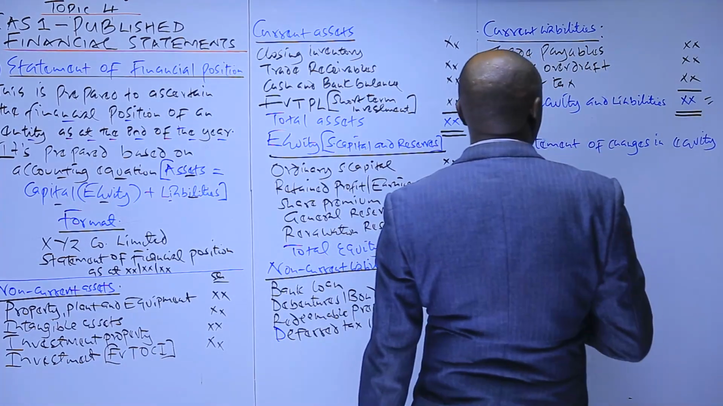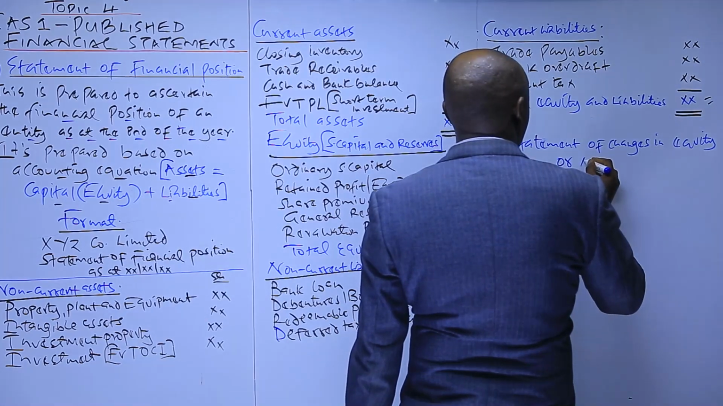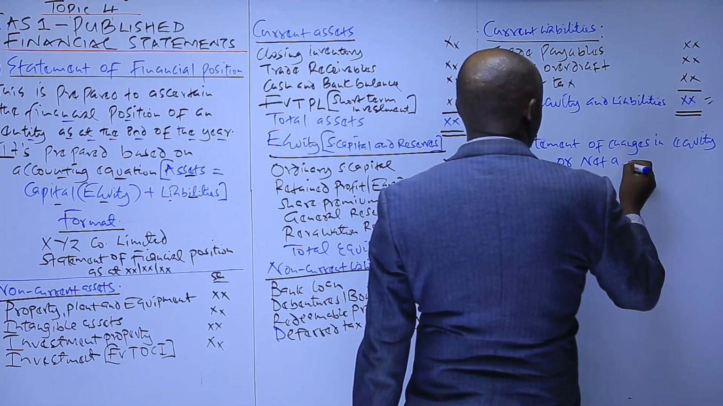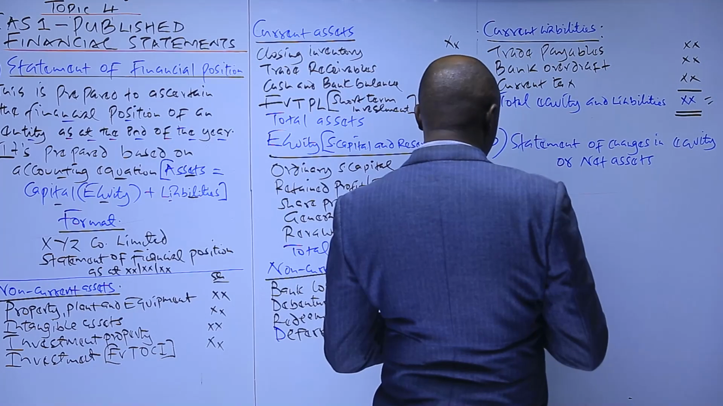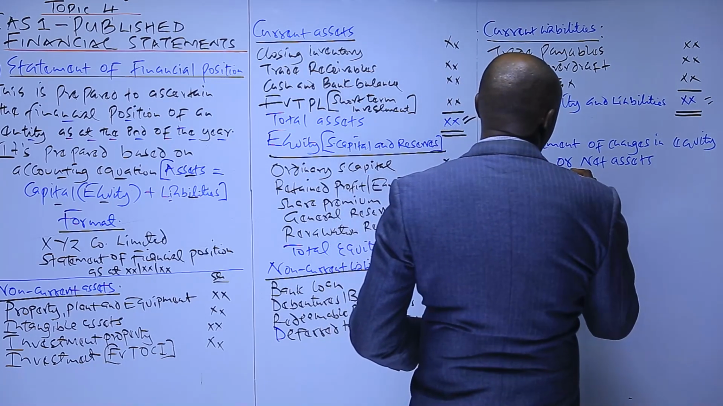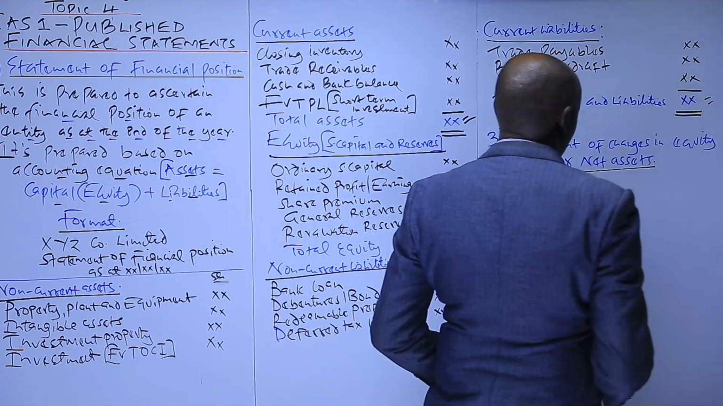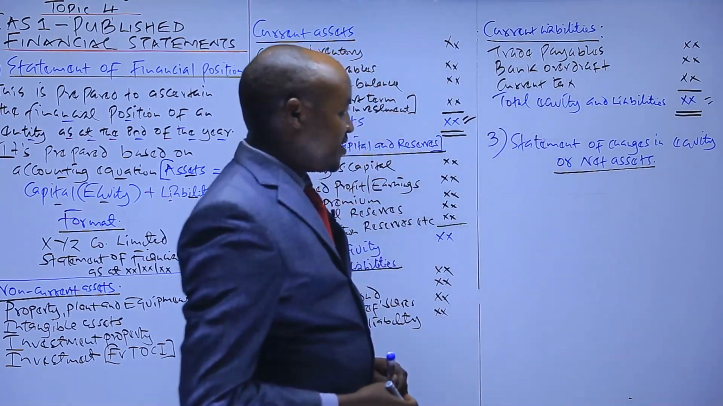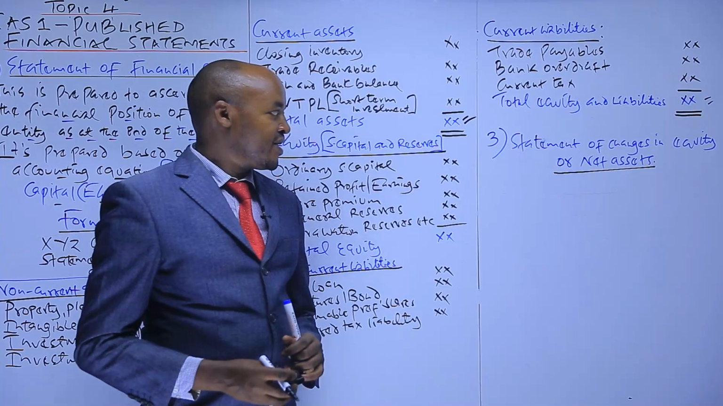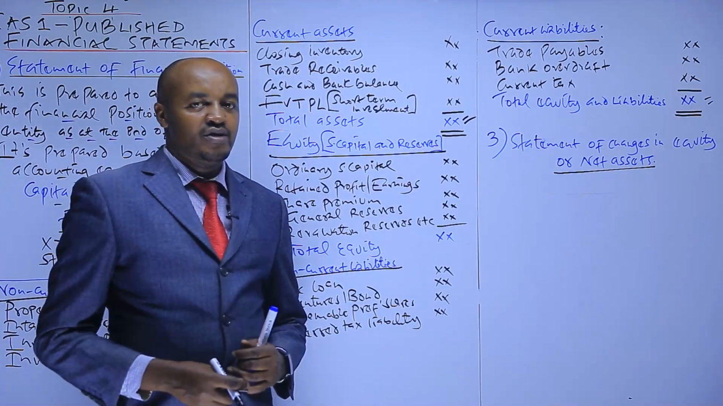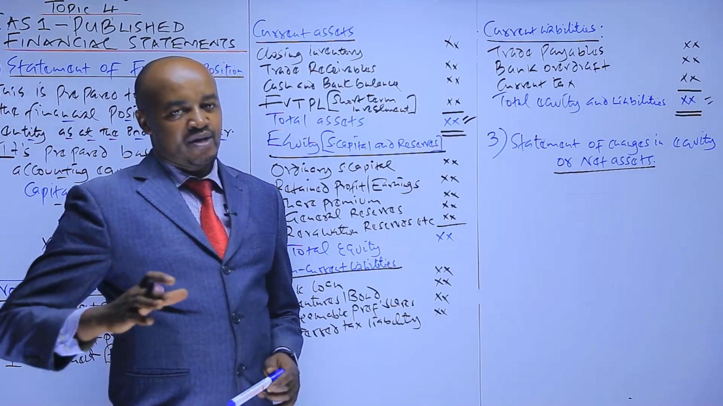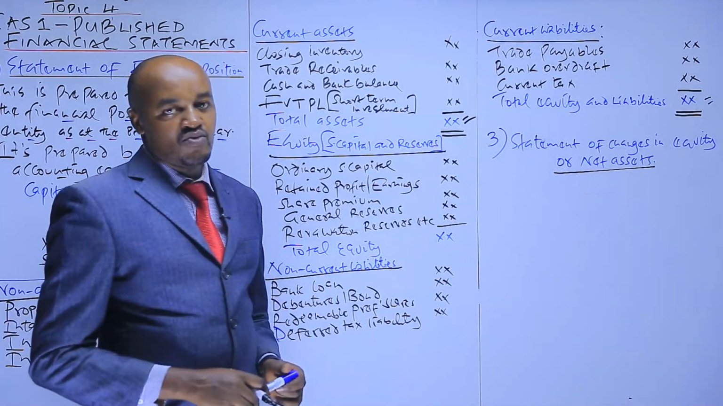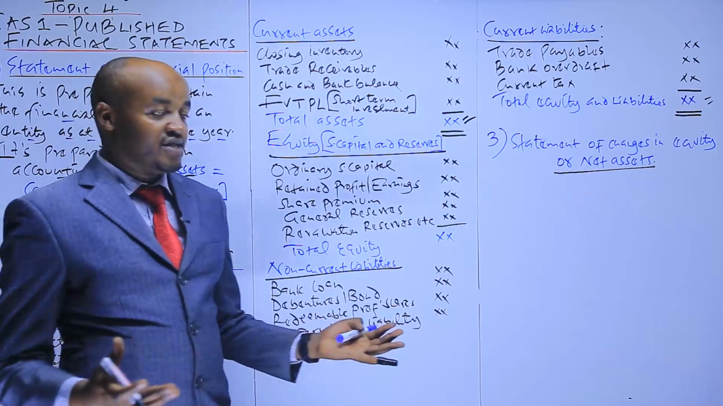Statement of changes in equity, or statement of changes in net assets. The common name, the one used even in your exams, is the statement of changes in equity. But some books still use the term statement of changes in net assets.